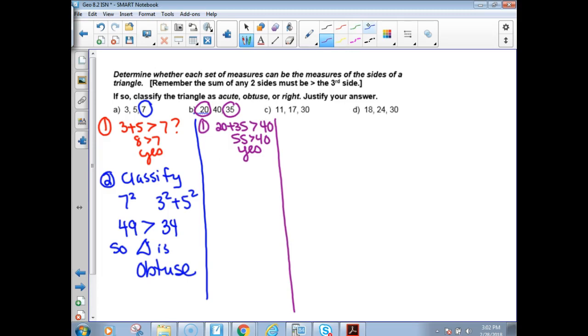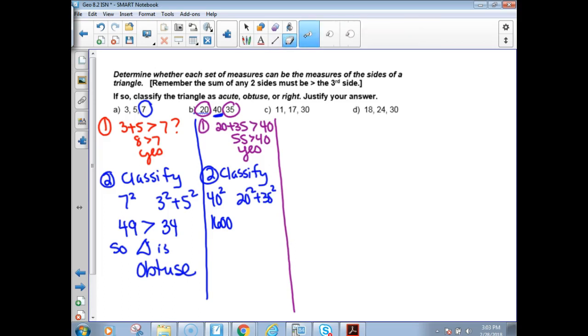Next, step 2. We're going to classify it as obtuse, acute, or right. To classify it, you start with the biggest number, 40 squared. Now you're going to square them. Up here, you're just adding lengths, so don't confuse this step with this step. 40 squared, how does it compare to 20 squared plus 35 squared? Well, 40 squared is 1600.